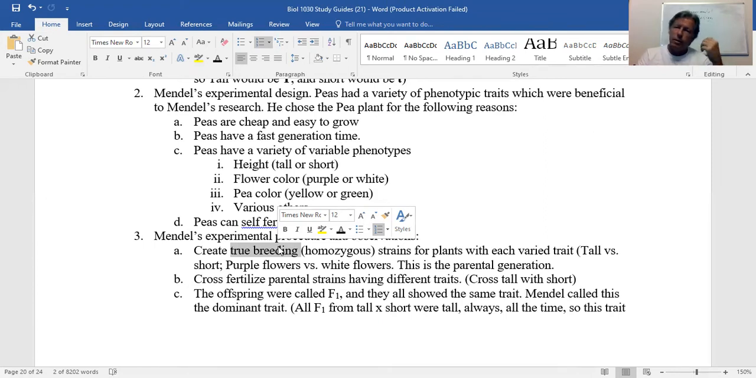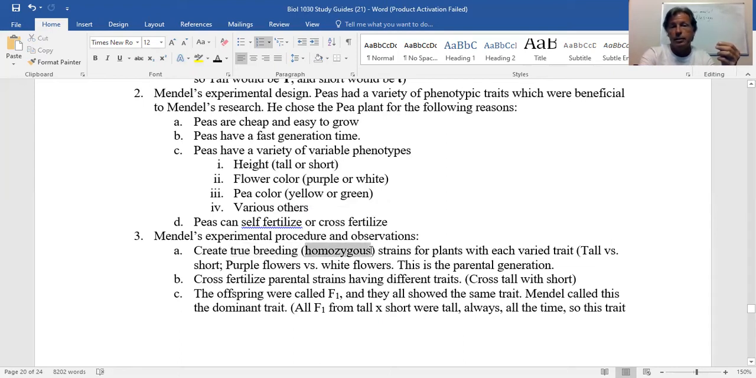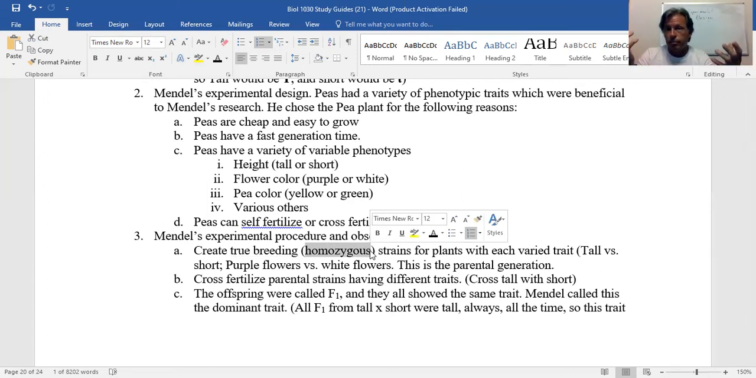Now, what does that mean if we look back? If I'm talking about a true breeding strain, what that means to us today is he developed homozygous strains, right? Homozygous dominant or homozygous recessive. Now, at this point, he didn't know about homozygous and heterozygous. He hadn't yet discovered that there were two alleles. So he called them true breeding. We would say that those true breeding strains are, in fact, homozygous, either homozygous dominant or recessive. He didn't even know about dominance and recessive yet at this point. He was just developing his strains.